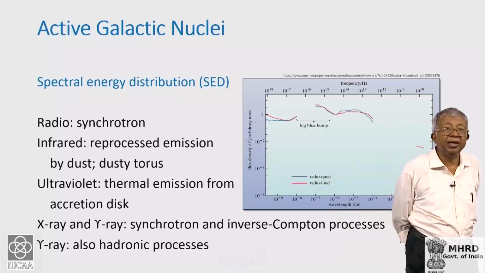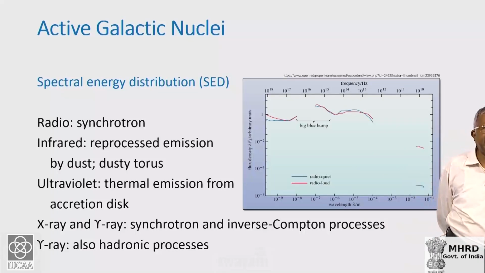Now this is a very crude glimpse of the spectral energy distribution which we mentioned earlier. What you see over here at the low energy, which is at the extreme right, is the radio region of the spectrum, which is due to the synchrotron process. And you see two lines over there. The red is the radio loud and the blue is the radio weak or radio quiet ones.